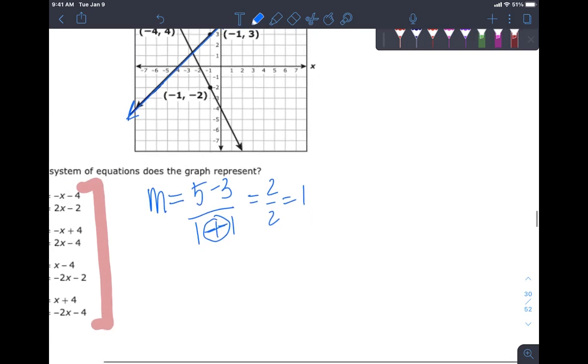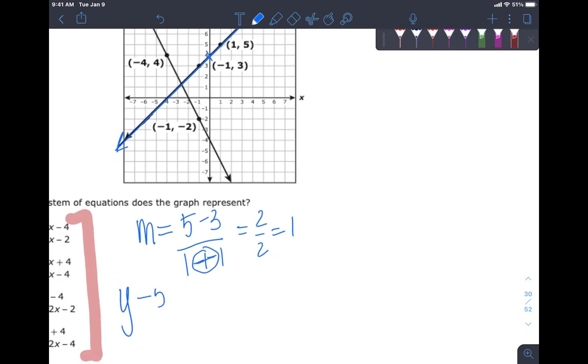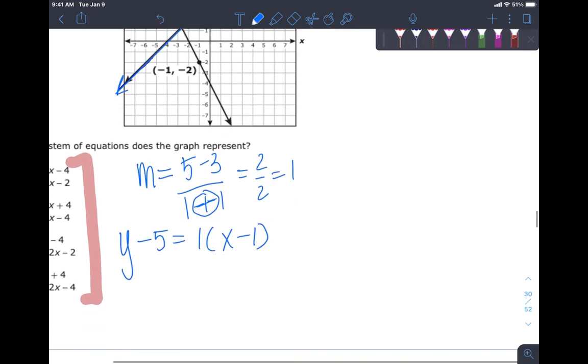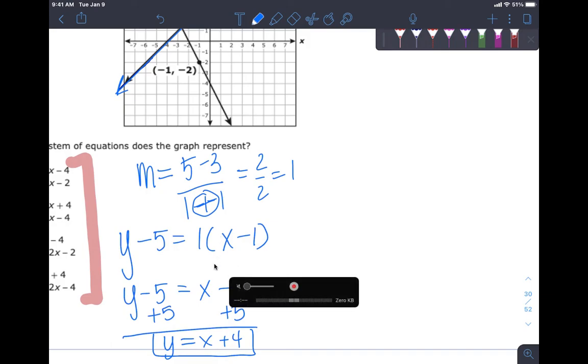So I'll do this one utilizing point slope. So y, and I'm going to pick my easiest answers, minus 5 equals 1 times x minus 1. And I'll say y minus 5 equals x minus 1, plus 5 on both sides. y equals x plus 4. Noticing that's exactly what we just saw. So whenever I use this point slope form, it allows me to skip the step of having to plug it back in. I could just rearrange it and basically end up at my equation.